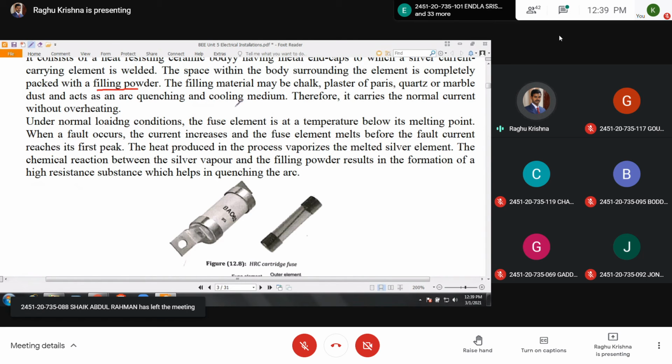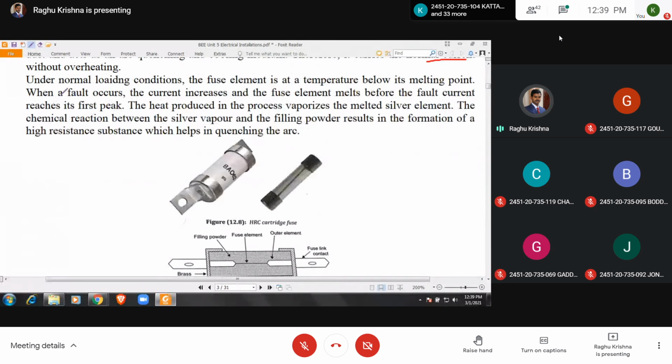So what is the cooling medium? Chalk, plaster of Paris, quartz, or marble dust. Therefore, it carries normal current without overheating. Under normal loading conditions, the fuse element is at a temperature below its melting point. Okay. When a fault occurs, current increases, and the fuse element melts before the fault current reaches its first peak.